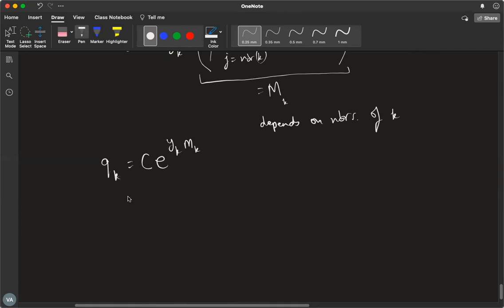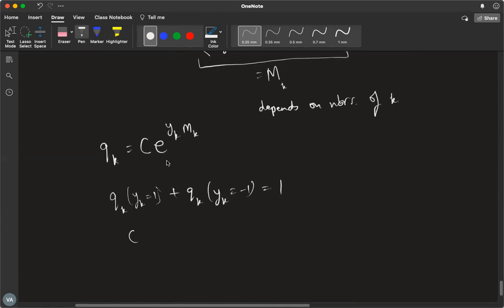By normalizing it. If I normalize, it means qk when yk equals plus 1, plus qk when yk is equal to minus 1, should be equal to 1, right? Which means c times e to the power m, plus c times e to the power minus m, is equal to 1. So what is the value of c? c is simply 1 upon exponential of m plus exponential of minus m.